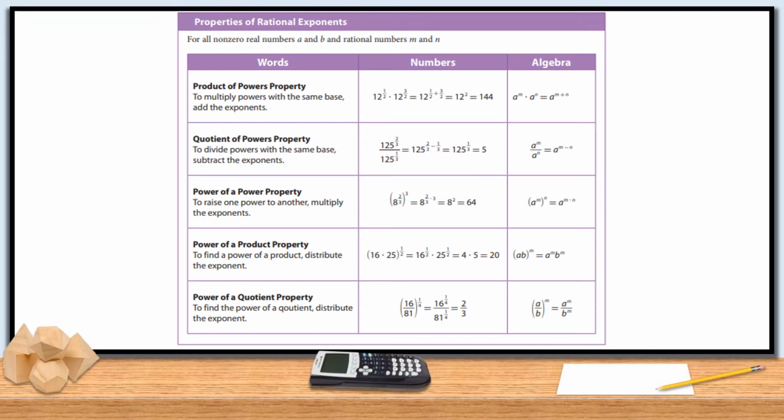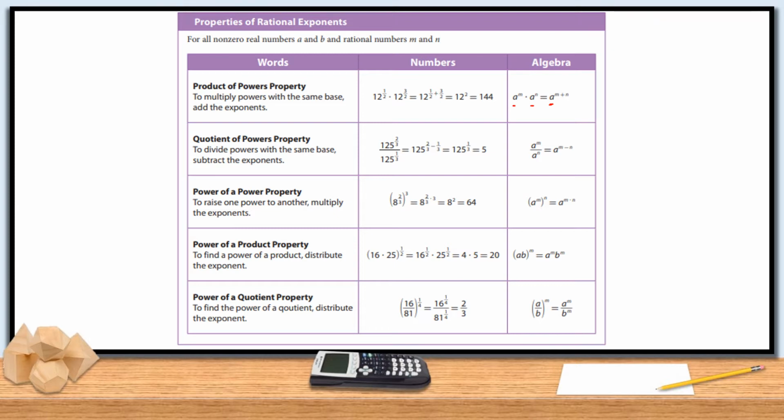All right, so here are the laws that we're going to be working with today. The first one is the product of powers property. This is basically if you have the same base number. I'm going to go to the algebraic example here. You've got a as the base number in both cases, one to the power of m, one to the power of n. If they are multiplied, the base number stays the same, so it's still a, and the exponents are added. So if you multiply the same base number, the exponents of that number will add together.